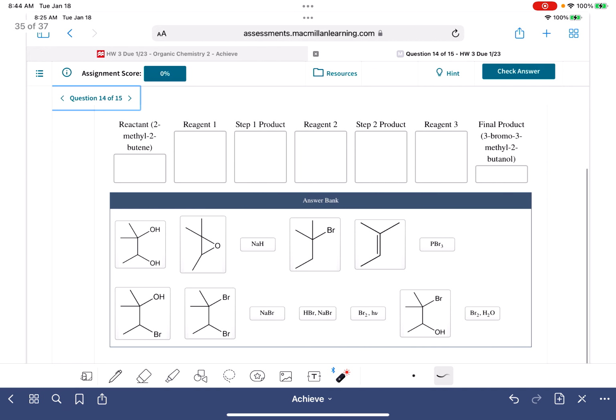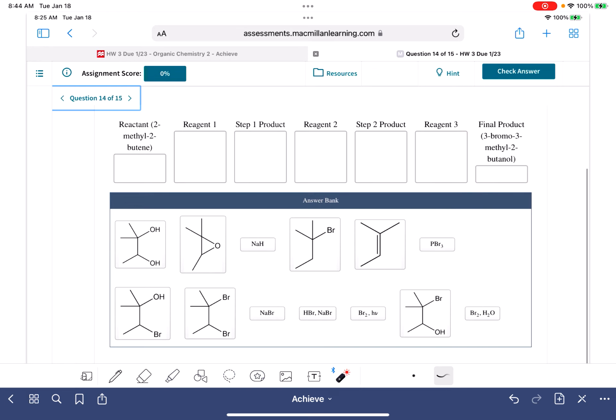And then we've got another multi-step reaction. Again, start by filling in your reactant and your final product, 2-methyl-2-butene, which you should have no problem finding, and then 3-bromo-3-methyl-2-butanol.